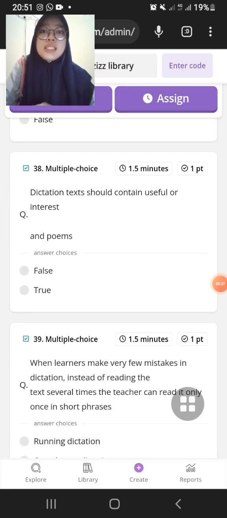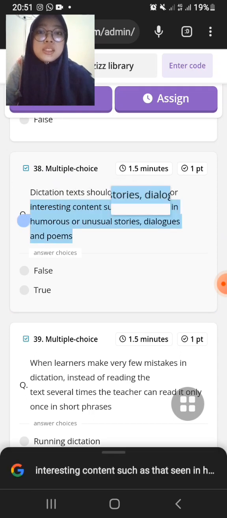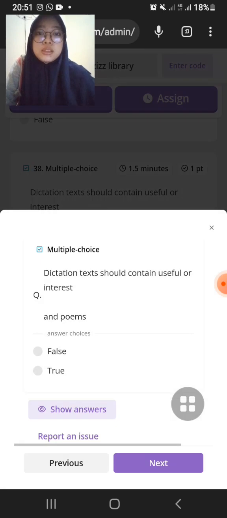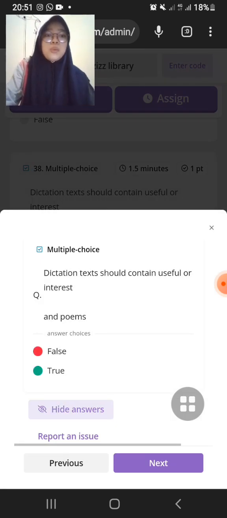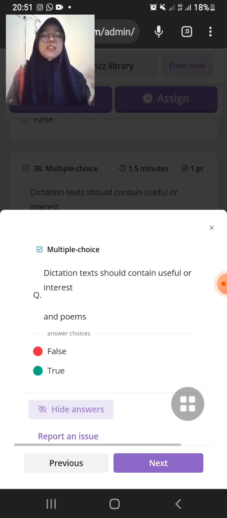Question number 38. Dictation text should contain useful or interesting content such as that seen in humorous and or unusual stories, dialogues, and poems. The answer is true. This is true. A dictation text can be taken from material that the learners have studied before or will study, or it can be taken from other books of a similar level.